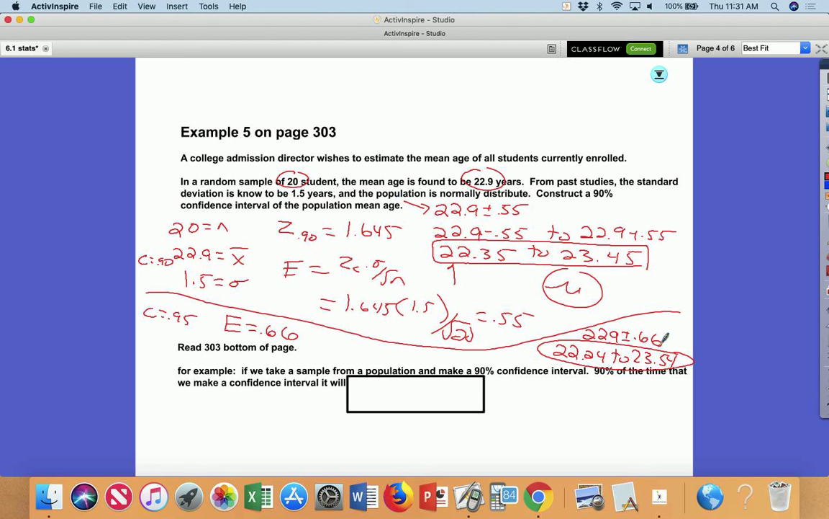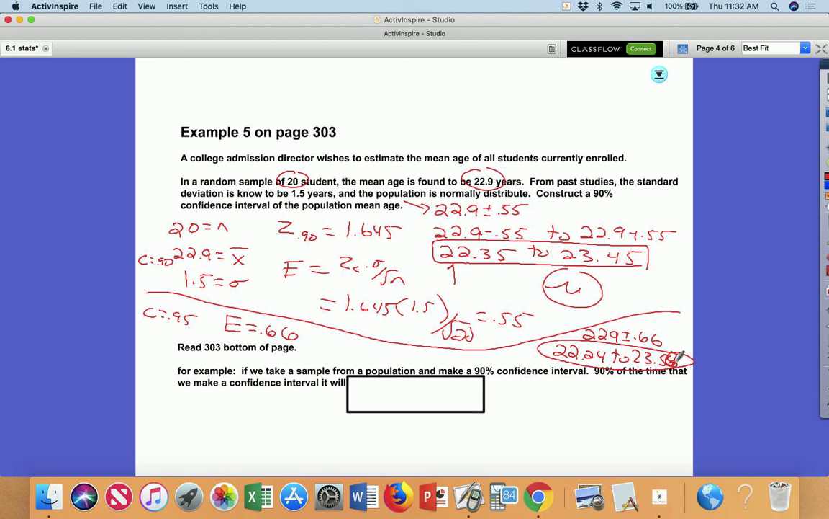5.6? Yeah. Okay. 6 here, right? Yeah. Okay. Now, here's an important point. Which one's wider? 95. And in general, that's the case.